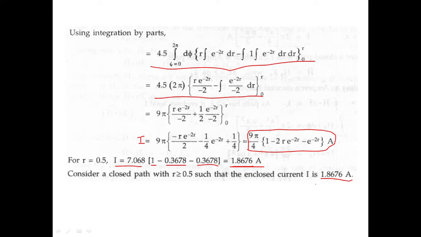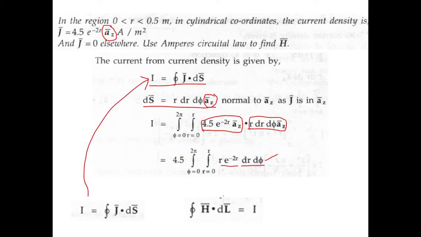Okay, so now half of the problem is over. Now we are using this formula to find H vector. According to Ampere's circuital law, closed integral of H vector dot dl vector is equal to I. This we know, the same formula I am using here. So what will be H vector? H vector will be H phi a phi cap, and dl vector will be r d phi a phi cap, as I showed you in the previous slide. So we have H phi r d phi is equal to I.